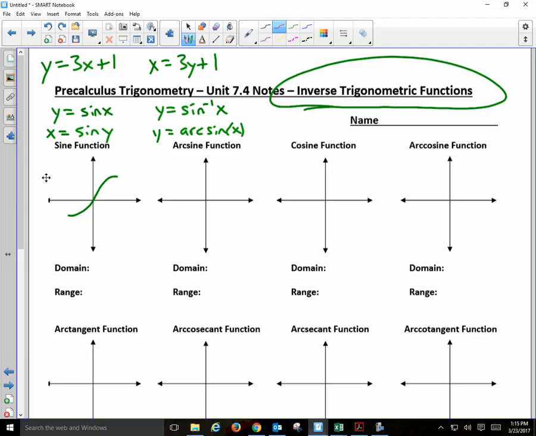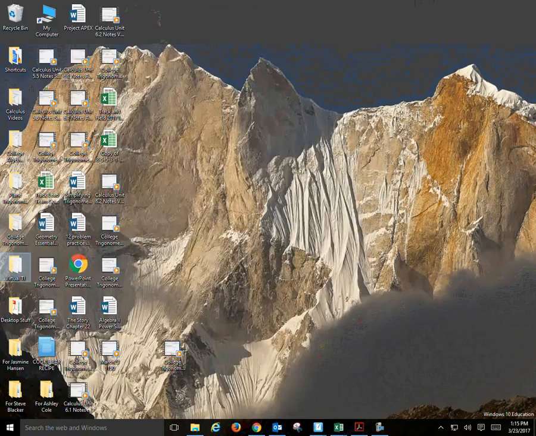And when you look at the new function, here's what you get. You get a function that looks like this. That's it, flipped over the line y is equal to x. Yeah, it kind of looks like the cube function, but it stops.